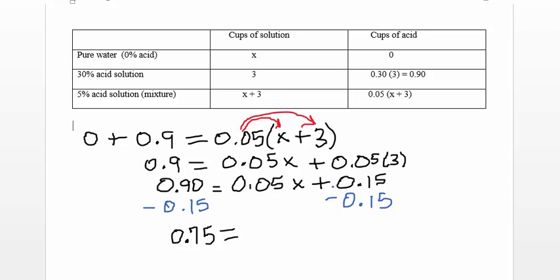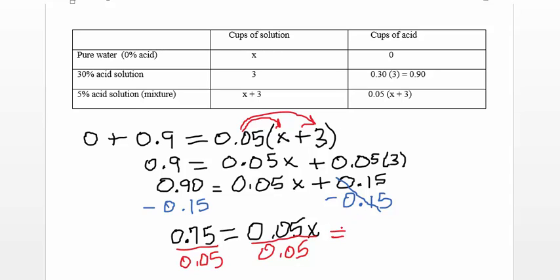All right, so we have 0.75 on the left equals 0.05x, and that's on the right side of our equation. We're going to divide both sides of this by 0.05 in order to isolate x. And we find that x is equal to 15.